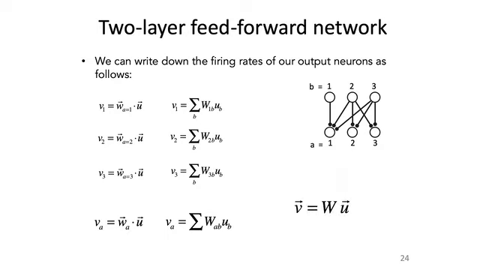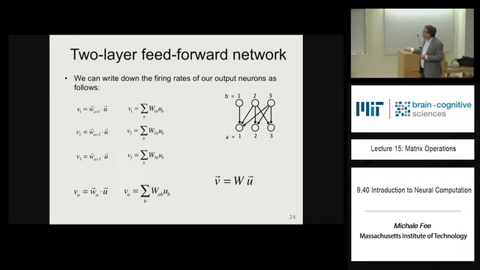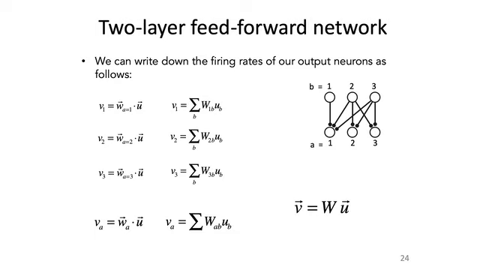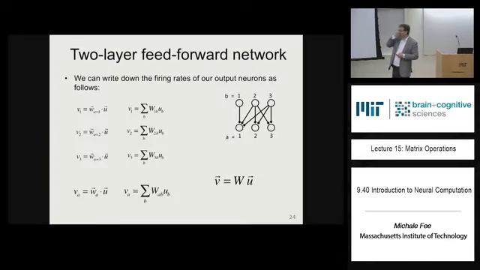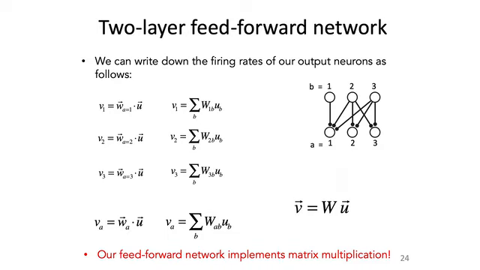Now, if we had a linear neuron, we can write down the firing rate vector of the output as just this weight matrix times the vector of input firing rates. So now we've rewritten this problem of finding the vector of output firing rates as a matrix multiplication. We're going to spend some time talking about what that means and what that does. So our feed-forward network implements a matrix multiplication.